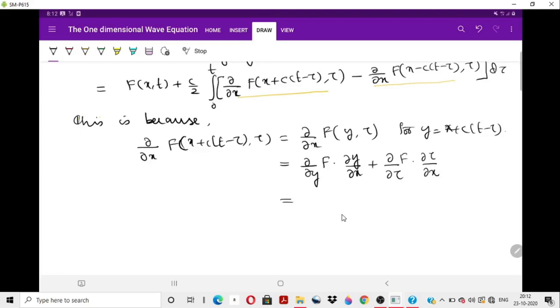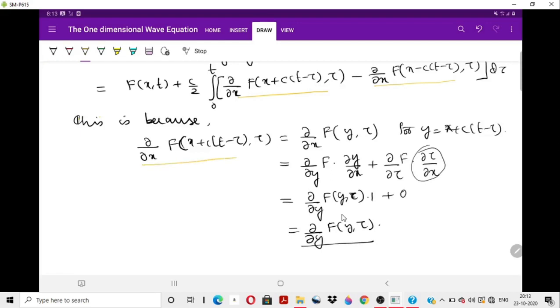Okay, so this is equal to dou by dou y of f of y comma tau into dou y by dou x, which is 1, plus dou f by dou tau into dou tau by dou x. Dou tau by dou x we know is equal to 0. So this will be equal to dou by dou y of f of y comma tau. So instead of dou by dou y of f of y comma tau, we can write dou by dou x of f of x plus c into t minus tau comma tau.